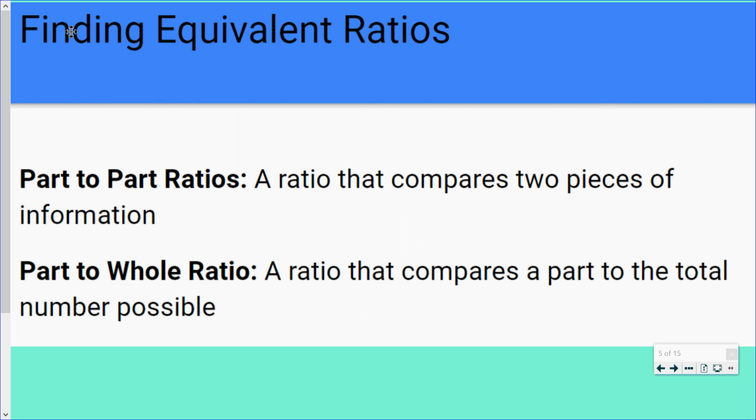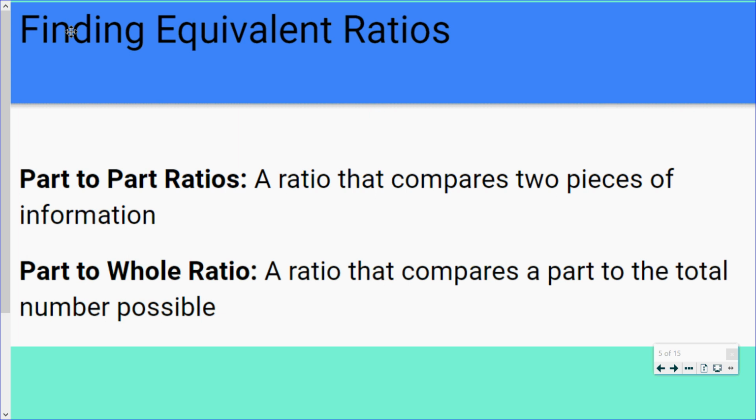A couple major key terms for today: part-to-part ratios. This is a ratio that compares two pieces of information. So for example, if we were to talk about our classroom, one way to think about part-to-part would be boys to girls. Okay? That would give me a part of a class and a part of a class, right? Or I could say girls to boys. Also part to part. Make sense?